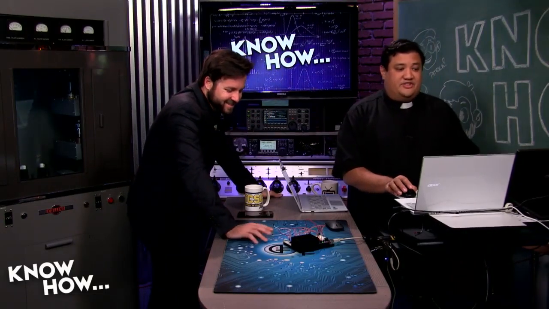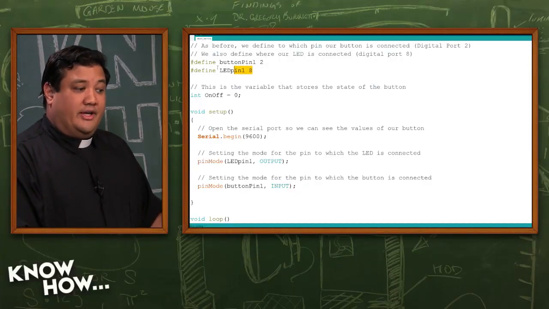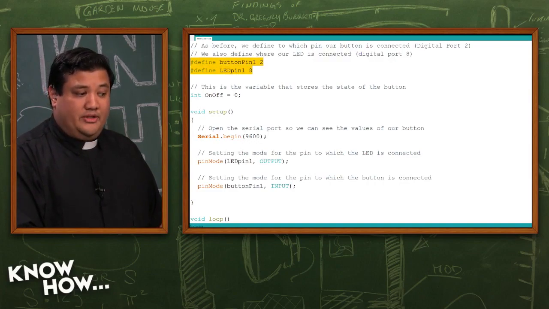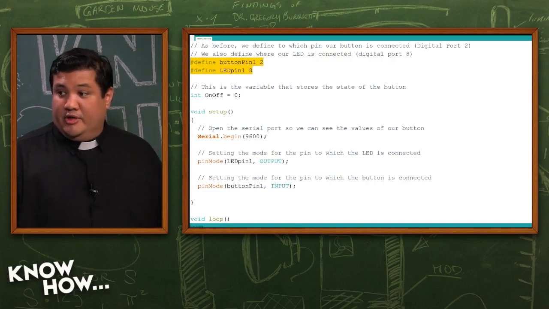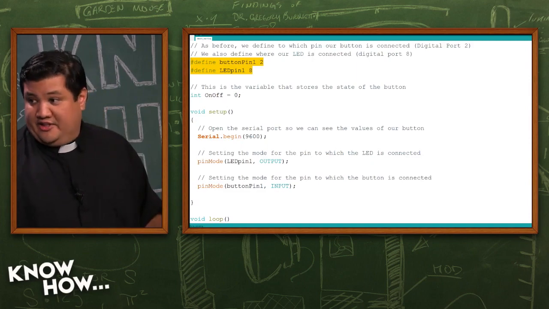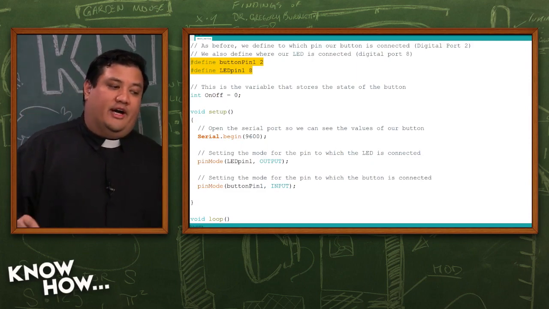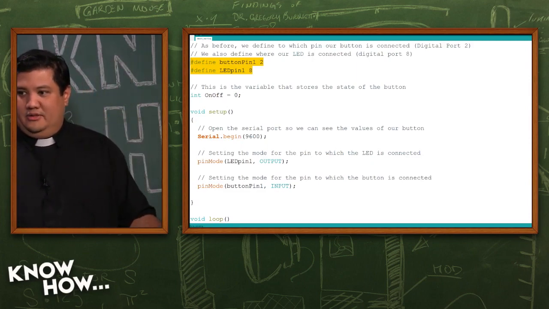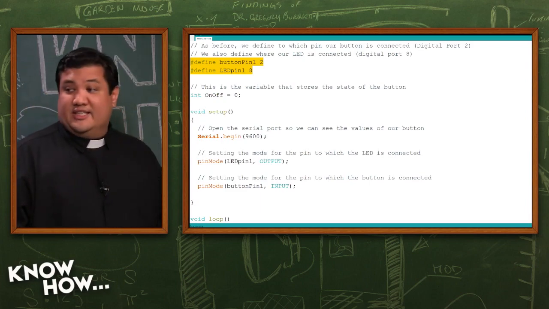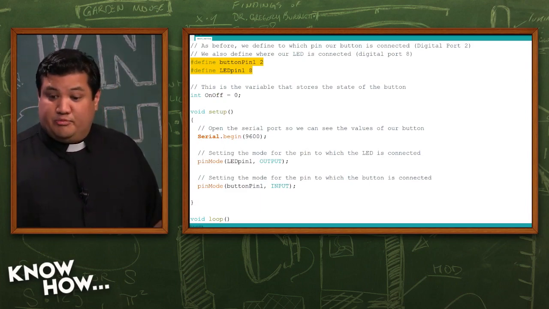So I've gone ahead and changed this already. You'll notice that we're back to one button, so we're only defining one button. That's button pin 1, and that's 2, where we had it set up before. But now we've also defined LED pin 1. LED pin 1 is going to be the first LED, and we're setting that for port 8, which is where you just plugged that thing up.